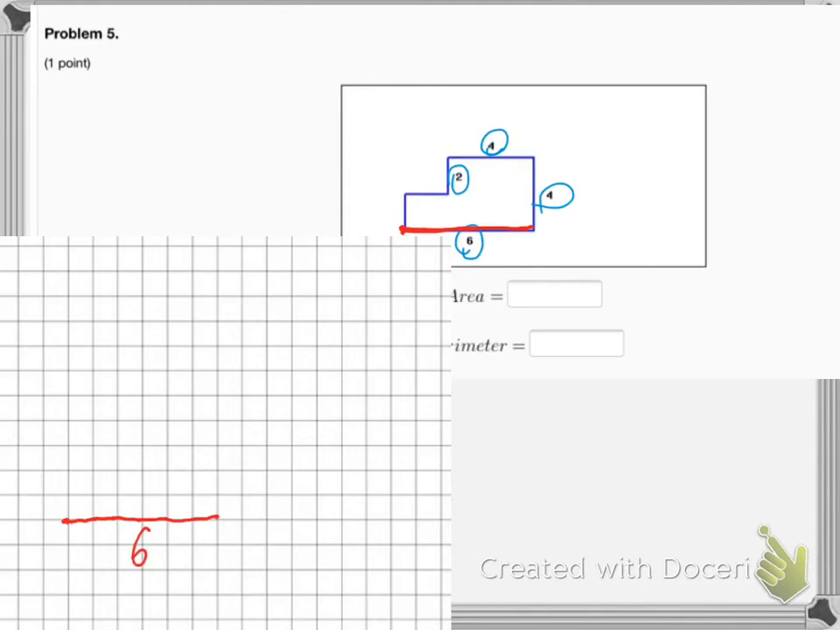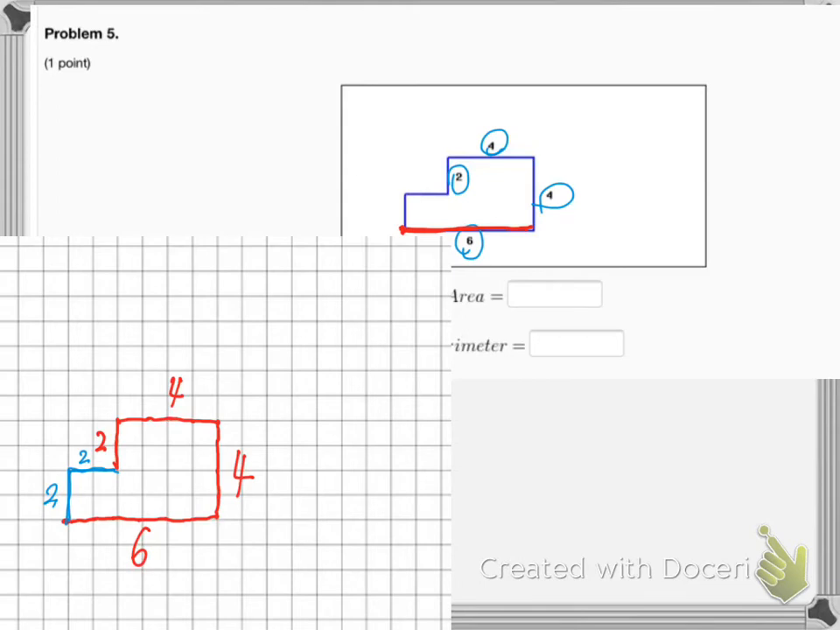Go up 4. 1, 2, 3, 4. Turn back 4 on top. 1, 2, 3, 4. Go down 2. 1, 2. And again you have to finish the picture, right? These 2 numbers are not given, but to finish the L shape, we have to go left 2 and then go down 2. I use blue colors because they're not given.